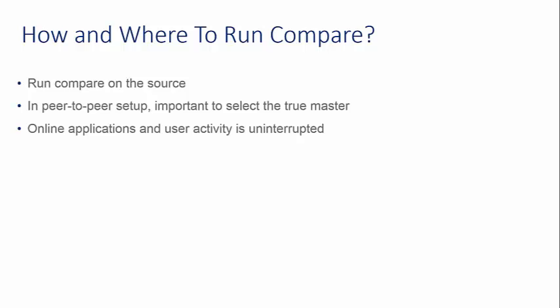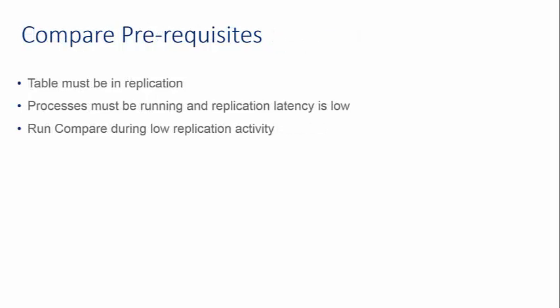Now let's discuss how the feature works. Both compare and repair are executed on the source. In a peer-to-peer setup, you will need to determine which server to use as the source, or in other words, the true master. Note, during compare, online applications and user activity is uninterrupted. It is important to note that the table being compared or repaired must be part of the current configuration file. All SharePlex processes must be running with low replication latency.